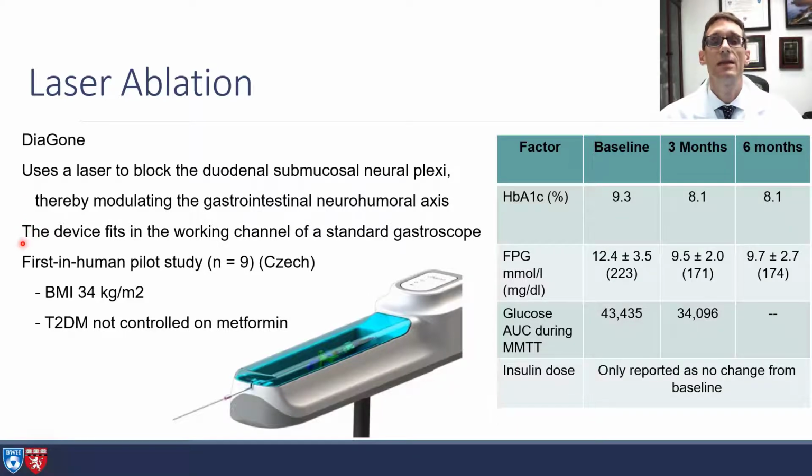They did a pilot study, 9 patients in the Czech Republic. You see kind of early obesity and poorly controlled diabetes and metformin, and there was improvement in the HbA1c from 9.3 to 8.1 at 6 months. So very early results, but we'll keep an eye on what develops there.